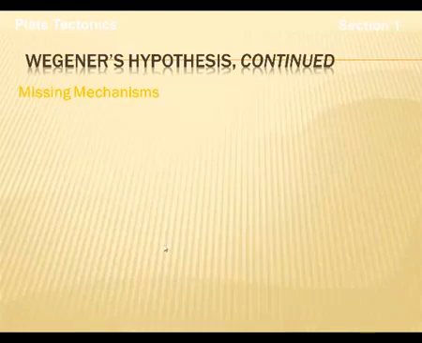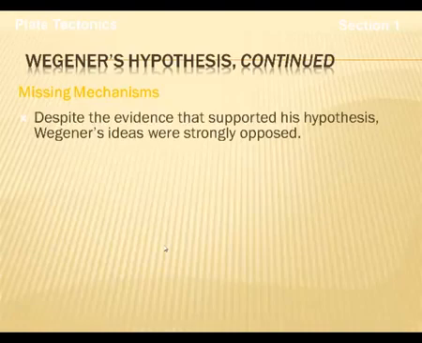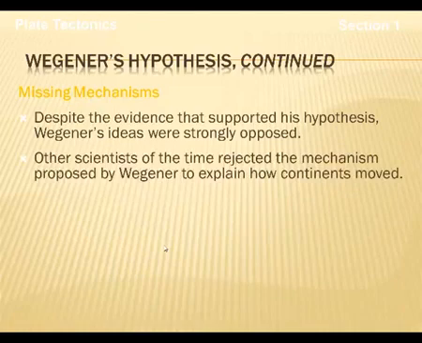Despite the fact that Wagner had some evidence, he had a missing mechanism. So he wasn't exactly sure how this process actually went about occurring to cause the continents to move to their new locations. Because of that, his ideas were opposed. Many scientists rejected his ideas.